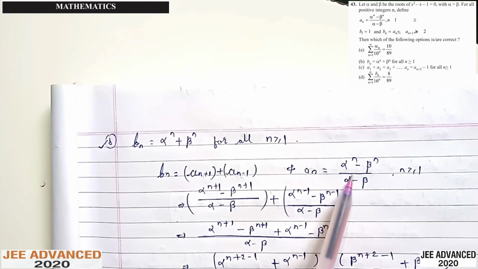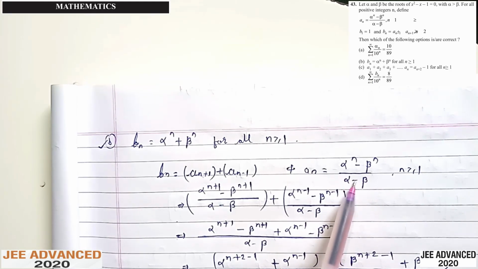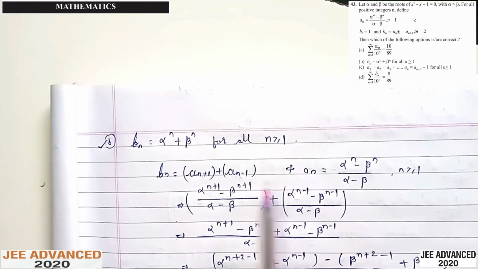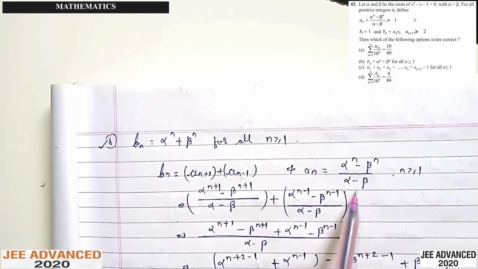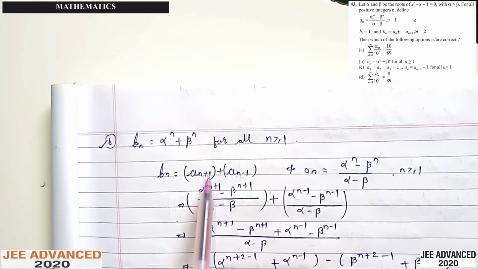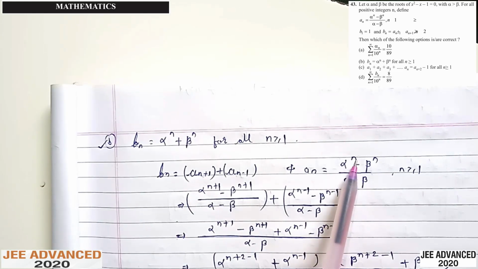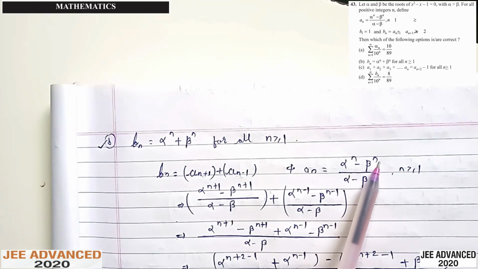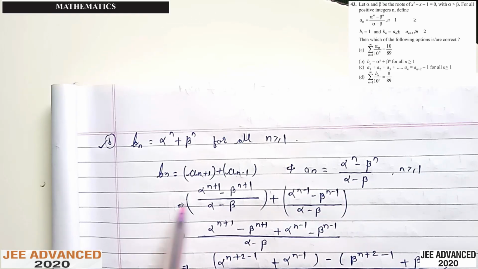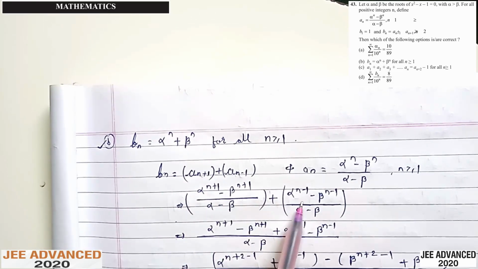So we have an as alpha raised to n minus beta raised to n upon alpha minus beta. So an plus 1 can be written as alpha raised to n plus 1 minus beta raised to n plus 1 upon alpha minus beta, and similarly an minus 1 is alpha raised to n minus 1 minus beta raised to n minus 1 upon alpha minus beta. Substitute these two values over here, and you will get this step.